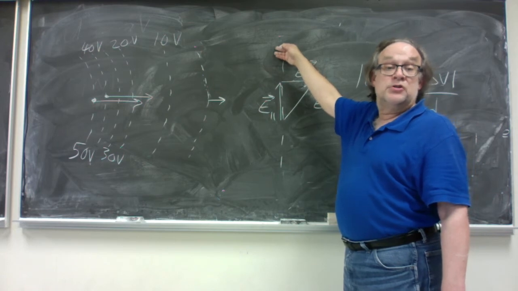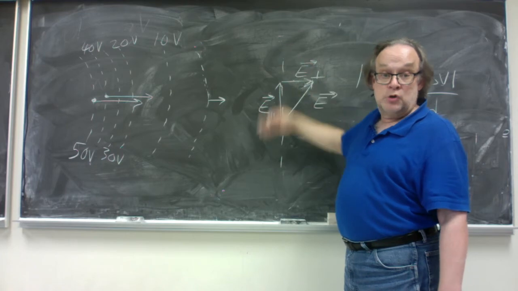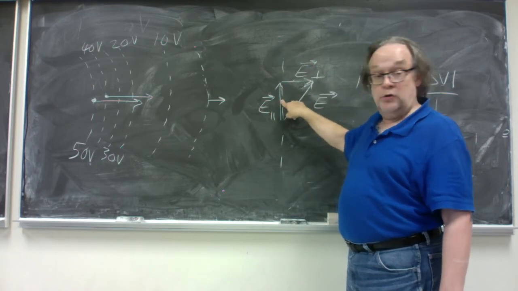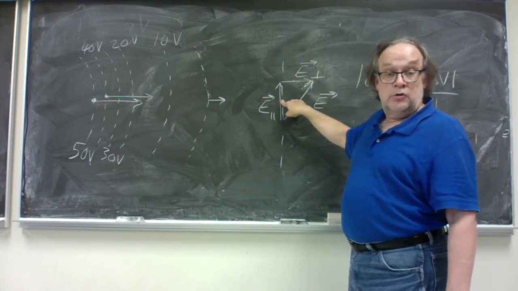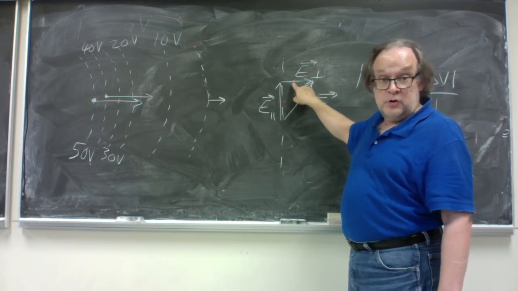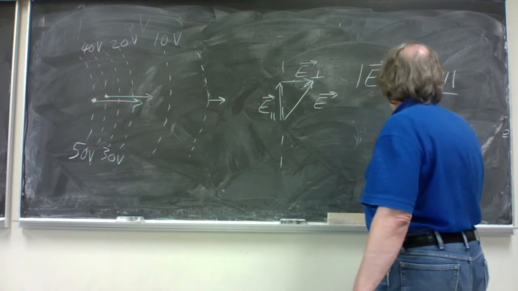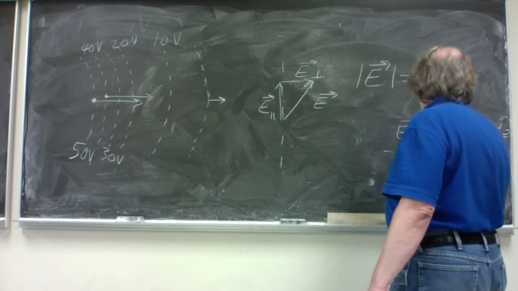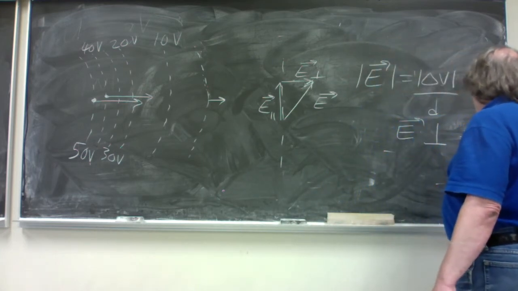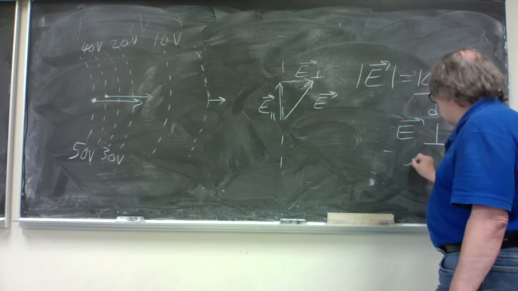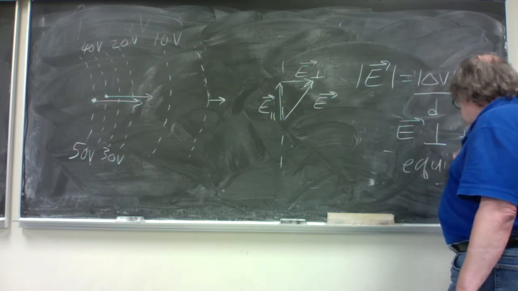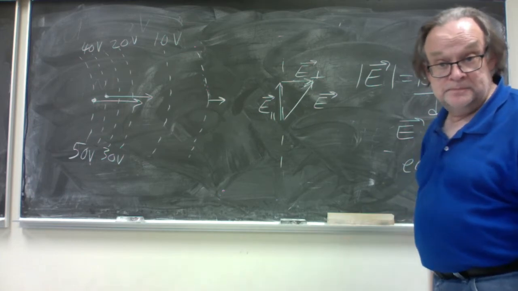Moving along the equipotential line, you don't ever see any change in potential. So there's never any electric field along this direction, meaning there can only be electric field along the perpendicular direction. So electric field is always perpendicular to equipotential.